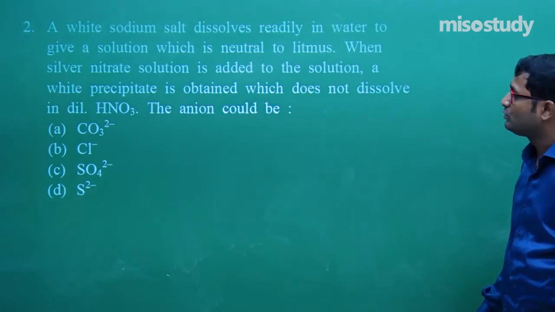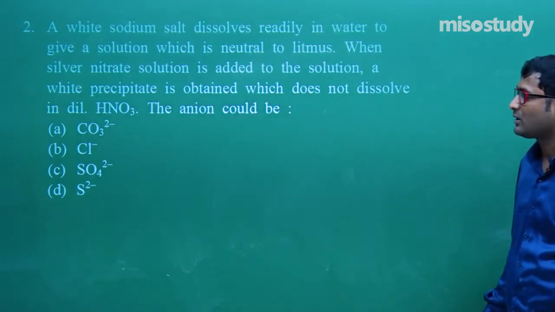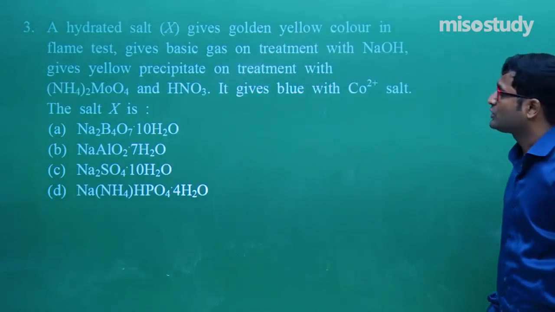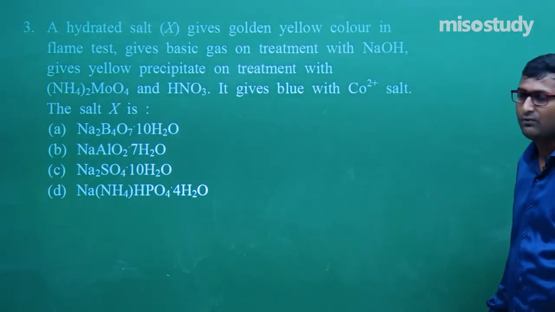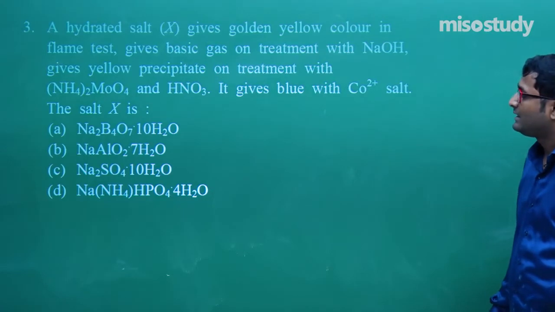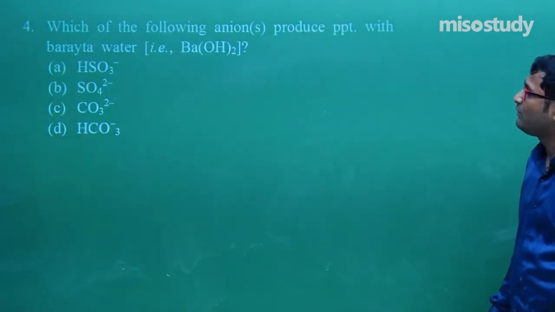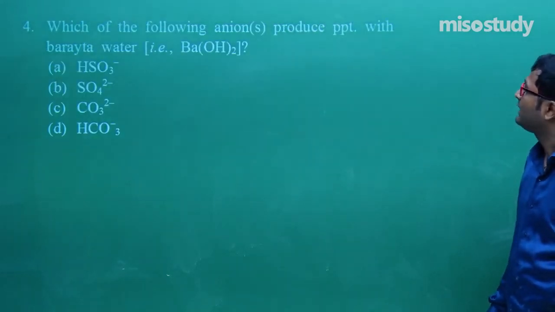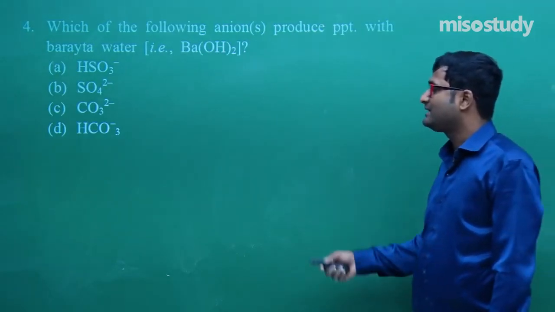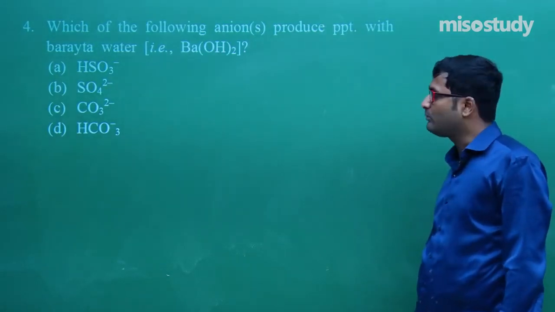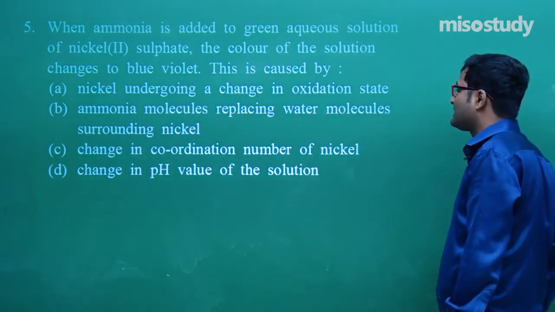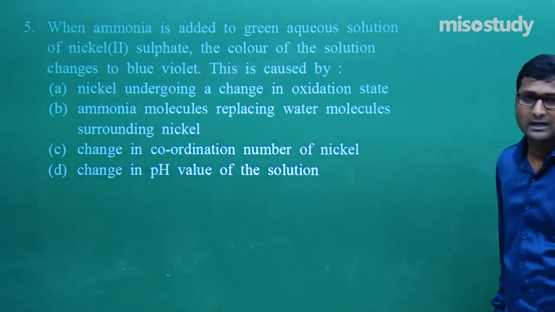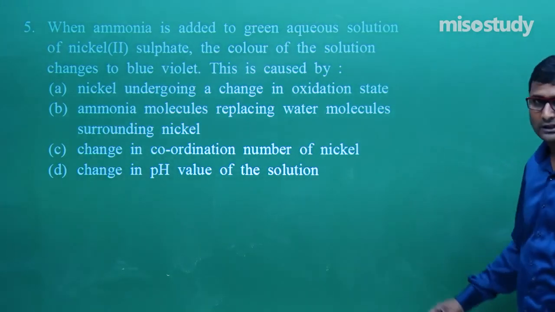Now for question number 2, B is the correct option, Cl minus ion. For question number 3, what is the correct option? That is D, NaNH4HPO4·4H2O. For question number 4, which of the following ions produce PPT? That is SO4 2 minus and CO3 2 minus. And for question number 5, B is the correct option, ammonia molecules replacing water molecules surrounding nickel. Clear to you? I have discussed all the things.